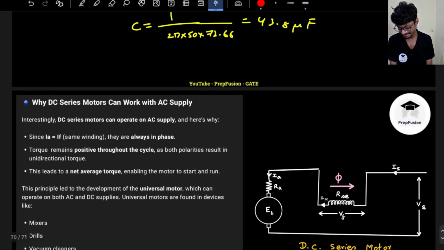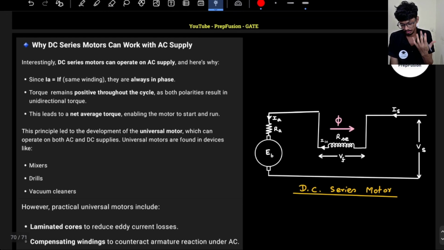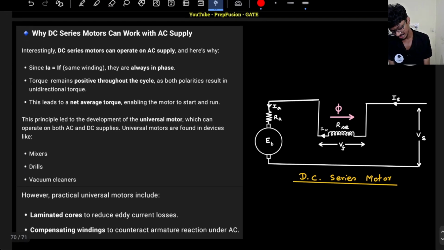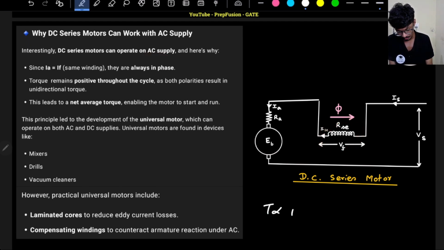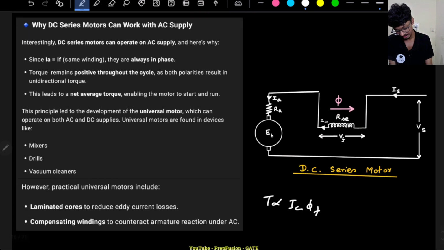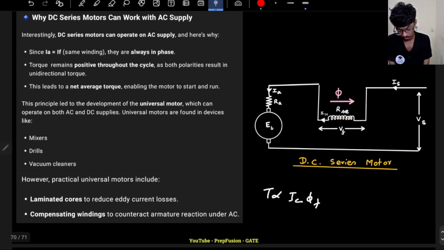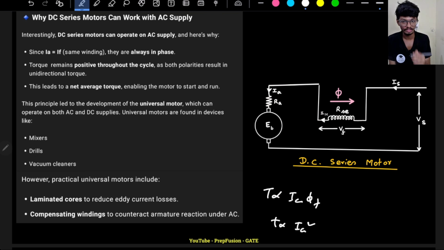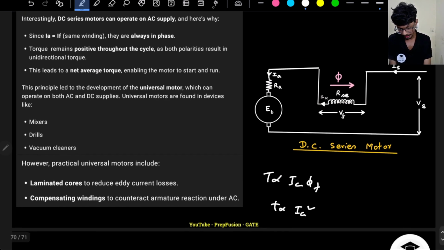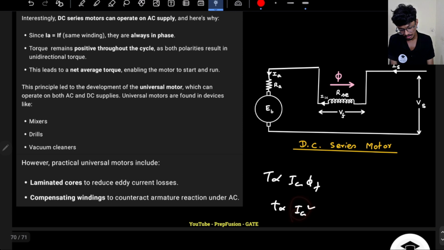Okay, so now let's discuss the last topic, that is universal motors. A universal motor is nothing but a DC series motor. That's it. A DC series motor can operate under AC supply. Why? Because the torque is proportional to Ia into phi F, right? And in a DC series motor, the armature current and the field current are the same. So torque is directly proportional to Ia square. I know current is sinusoidal; for a certain period it will be positive, for the other period it will be negative. So the average of a sinusoidal is 0.